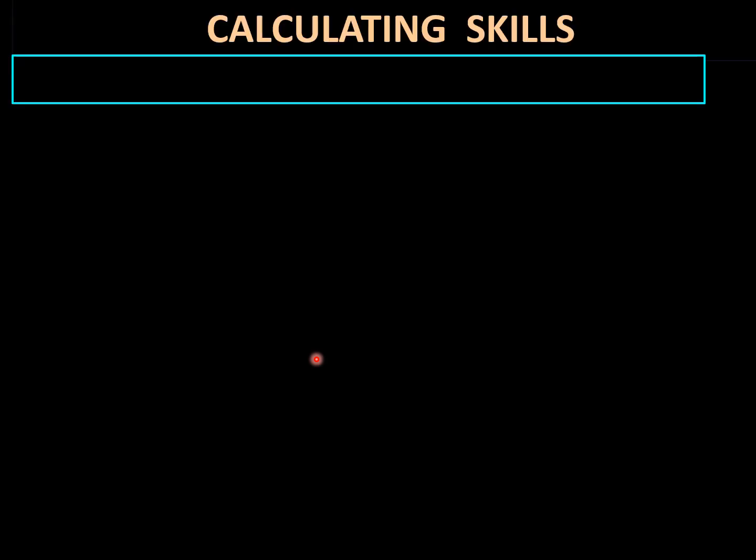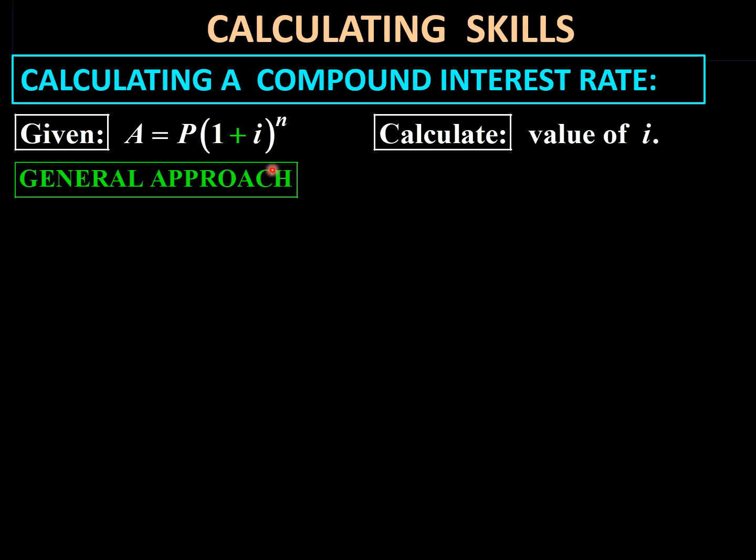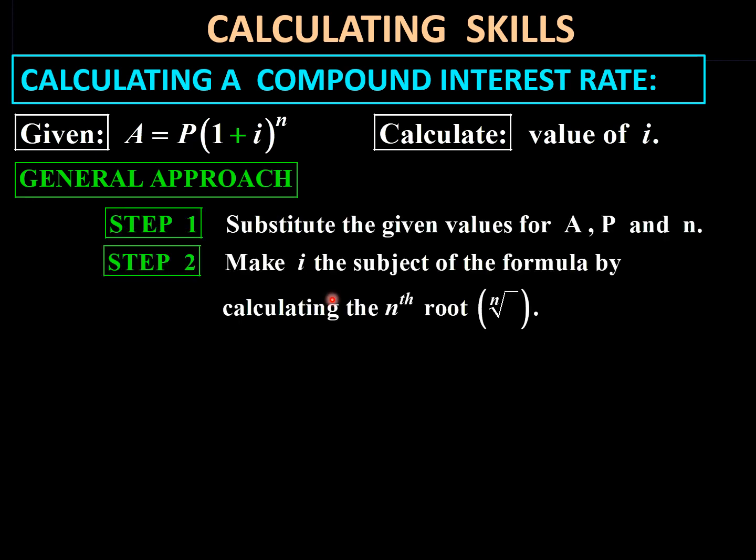Next, we're going to look at some of our calculating skills, and specifically how to calculate the interest rate and how to calculate the period. Let's take an example. Let's take a growth, P(1+i)^n, with compound interest, and we want to determine the i value. How do we go about that? First of all, it is advisable in these problems to always do the substitution first. After substituting, then you can make i the subject.